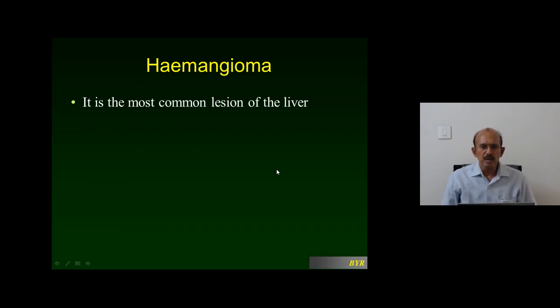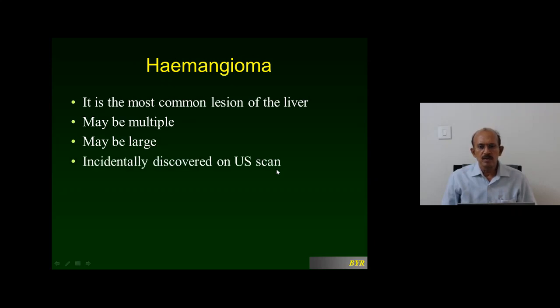Hemangioma of the liver is the most common lesion of the liver. It may be multiple, it may be very large, and then it's called a giant hemangioma. It usually manifests without any symptoms, so it is incidentally discovered on ultrasound scan.